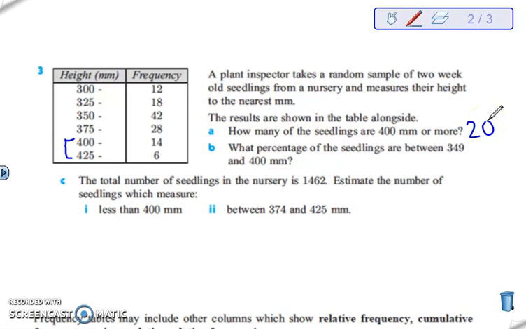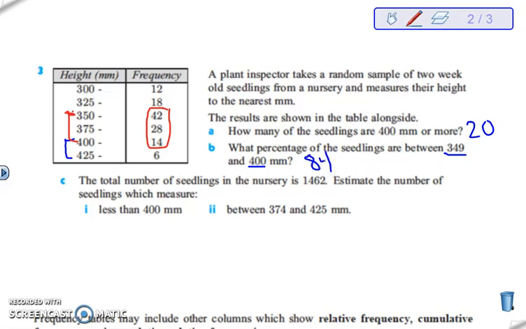All right, what percentage of seedlings are between 349 and 400? So 349, the next number up would be 350, right? So then we would go to 400, which is down here. So basically we're going to count all 3 of these. We're going to add those up to get 84.